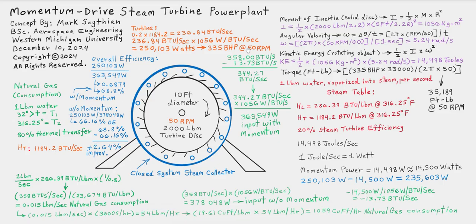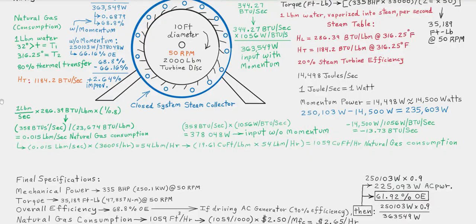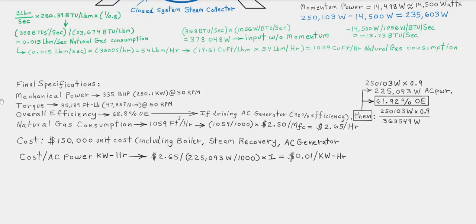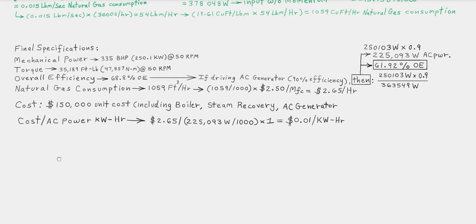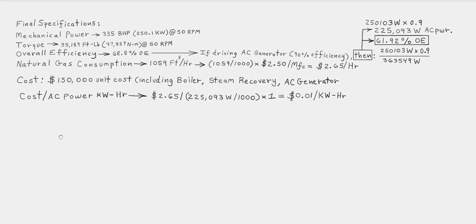So these are only putting out 335 brake horsepower, but the return is, if we connected this to an electric generator that was rated at 225,000 watts of AC true power, we would then have a cost unit of as low as $150,000, because we're looking at about 75 for the boiler and turbine disc.